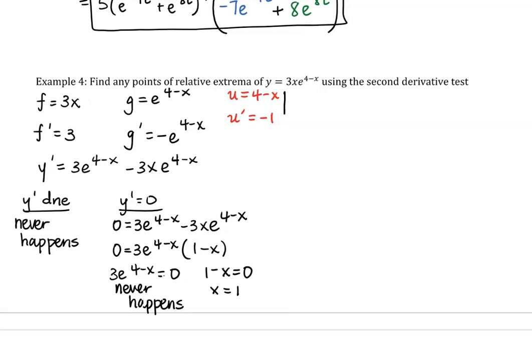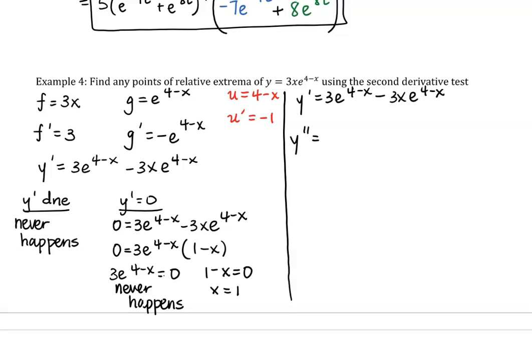Now we need to go and take our second derivative, and then we will plug 1, our critical value, into our second derivative to see whether we get out a positive number, which tells us that we have a local minimum, or to see whether we get out a negative number that tells us that we have a local maximum. So I'm just going to rewrite the first derivative up here. I'm also going to go ahead and set up a product rule because we will, actually, no, we won't. Let's go ahead and start taking this derivative to get y double prime.